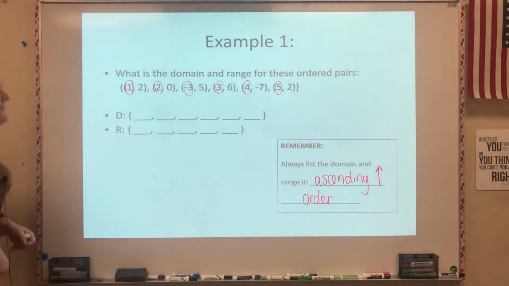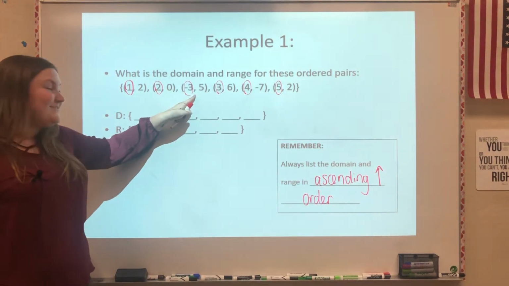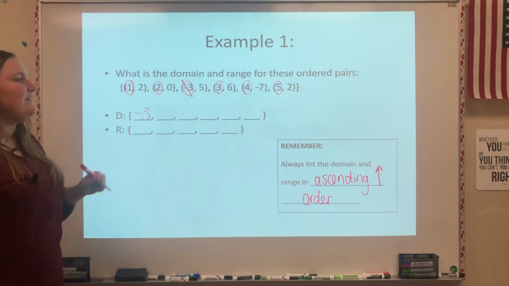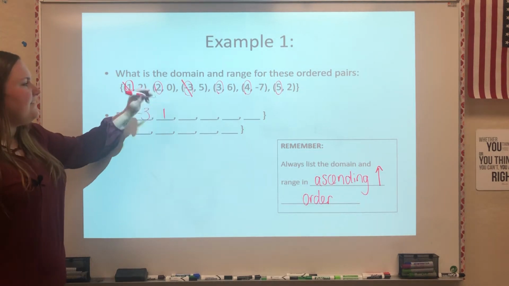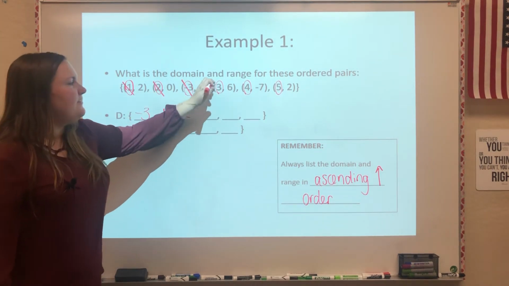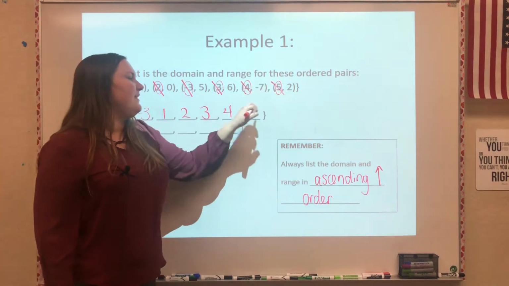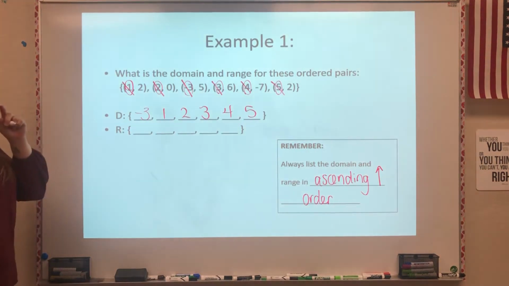So if I'm looking at this list, when I go to write them all out, I'm going to start with the smallest number, which is always going to be those negatives. Negative is always smaller than the positive. So I've got -3, and then I just keep going up. So the next one would be 1, and then 2, 3, 4, and 5.